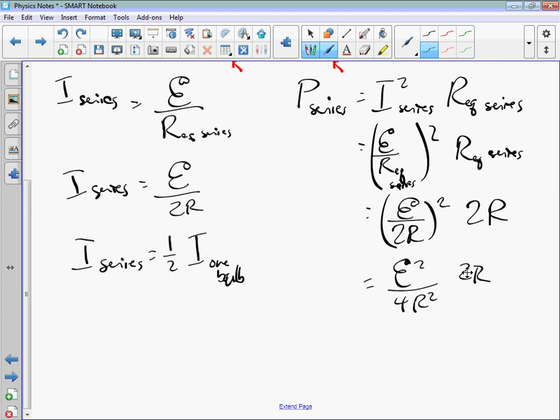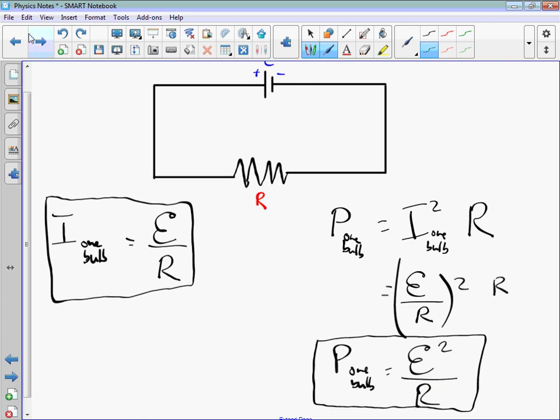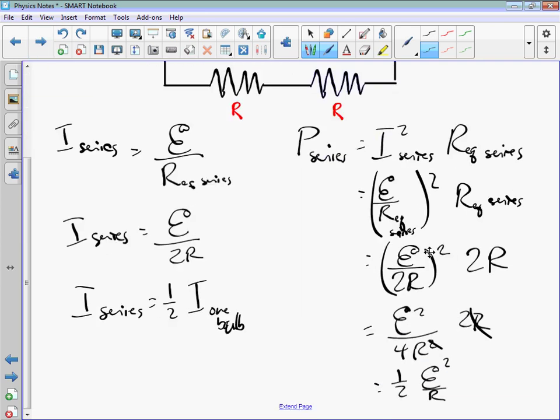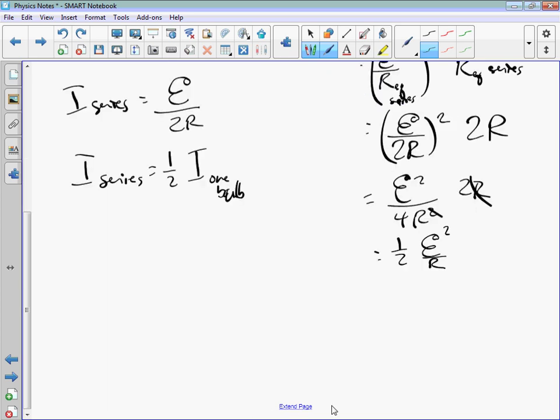Obviously, there's some canceling that can happen. I can get rid of one of those R's. 2 over 4, that's the same as a half. So 1/2 E squared over R. Relate this back to the power of one bulb. What was the power of one bulb? It was E squared over R. So the power in series ends up being 1/2 the power of one bulb.